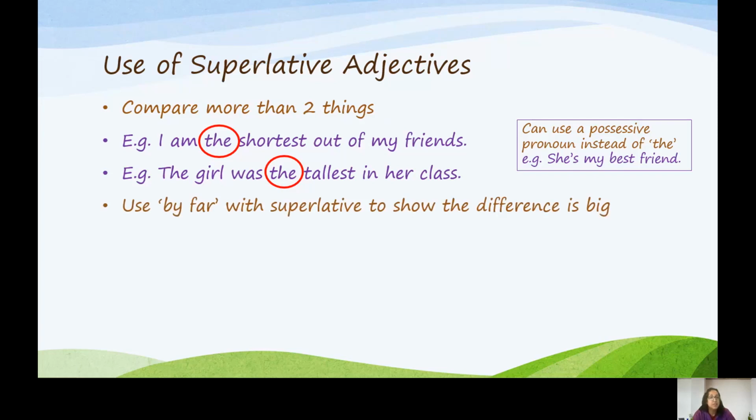We can use by far with a superlative to show that there is a big difference. For example, the girl was by far the tallest in her class.